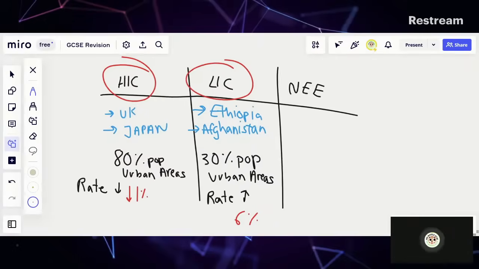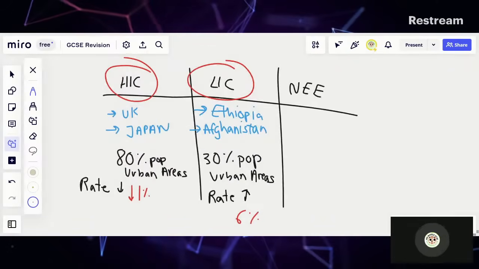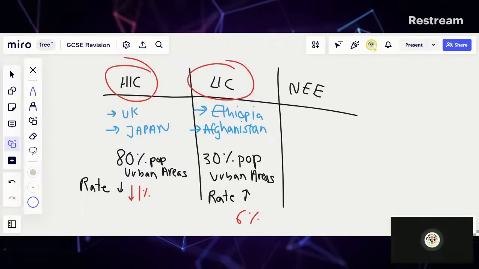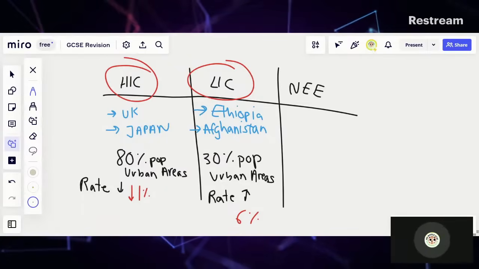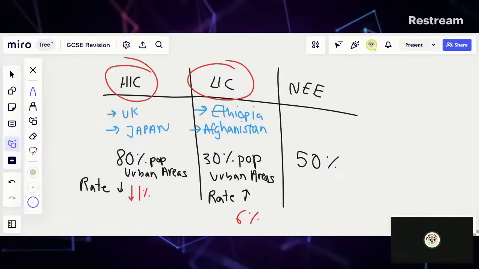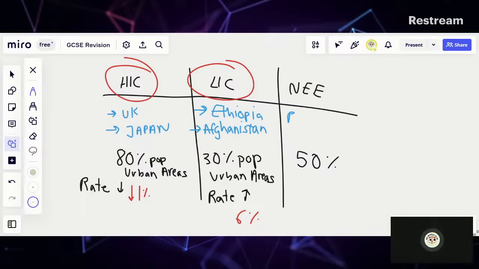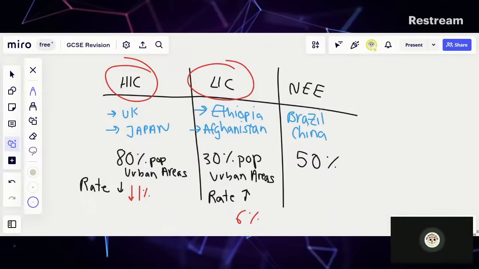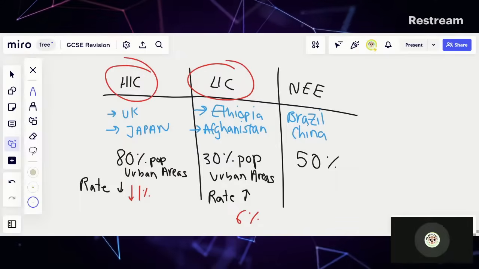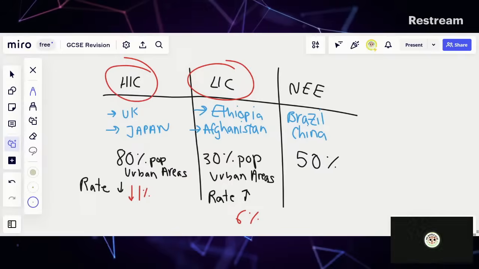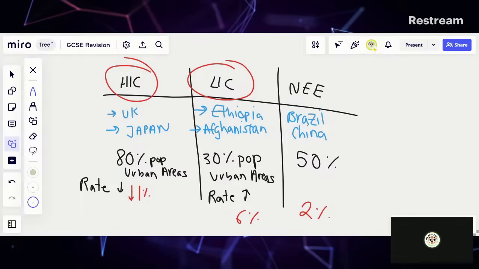And what about newly emerging economies? Now, what are newly emerging economies? These are countries where economic development is increasing rapidly. So they're growing, they're developing. Now, the urban population, therefore, is roughly 50%. Example countries include Brazil or China, where the economy is just booming. Their urban population is around 50%, and their rate of urbanization is 2%.